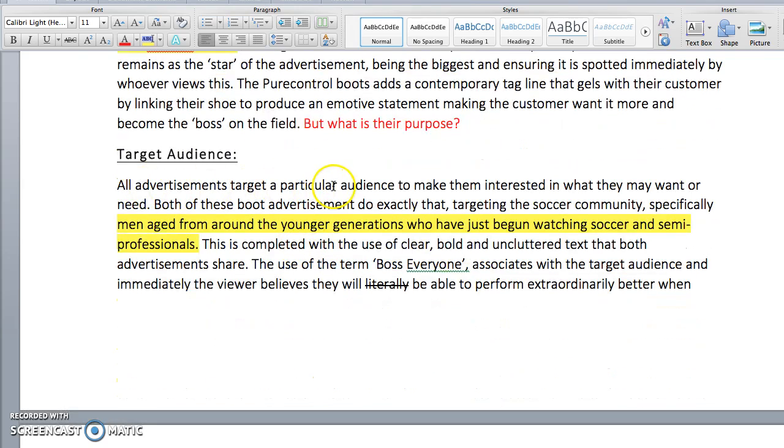Yes, all advertisements have a target audience. I think you need to be more specific here. Specifically, you can't just say targeting the soccer community. Specifically men, I'd say males. And I've said it again and again, I want ages. So are we looking at 13 and up? Are we looking at 15 and up?